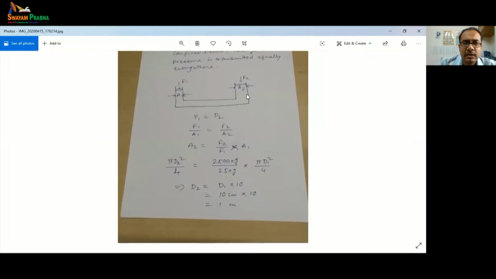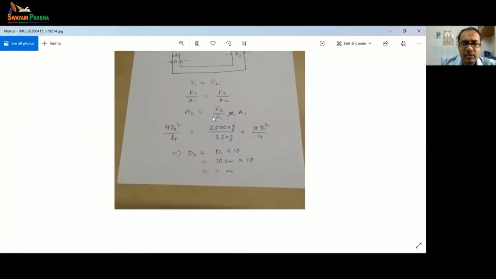Now you can see that these are cylindrical pistons. So A2 will be pi d2 squared by 4, and A1 will be pi d1 squared by 4. And F2 by F1, F2 is nothing but the weight of the 2500 kg mass, so that means 2500 into g. And F1 is nothing but the weight of the left hand side weight, that is 25 kg into g. So all these values are given.